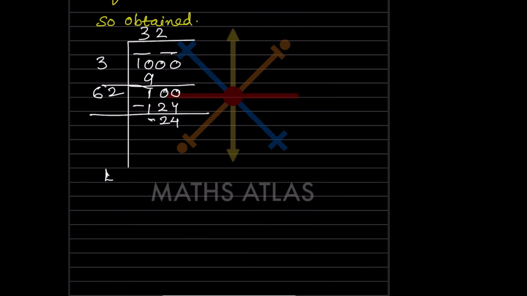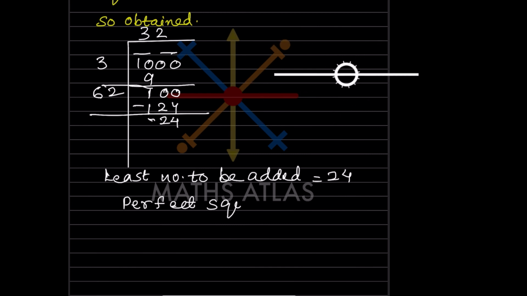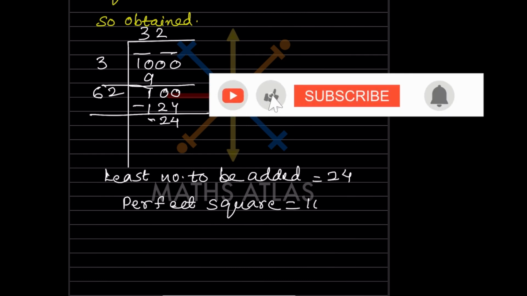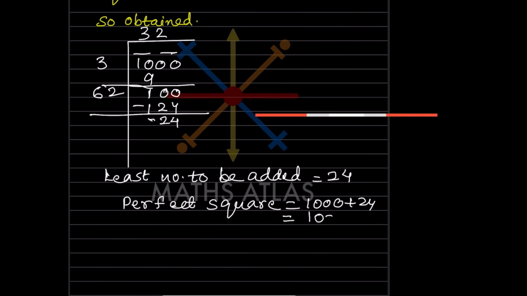Least number to be added is equal to, that will be 24. So what will be the perfect square? So here is 1000, so 1000 we are going to add 24. So we want the perfect square is equal to 1000 plus 24. That is going to be 1024.